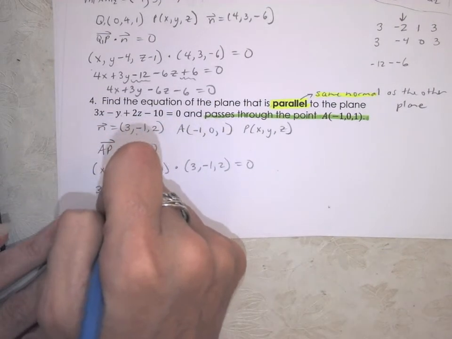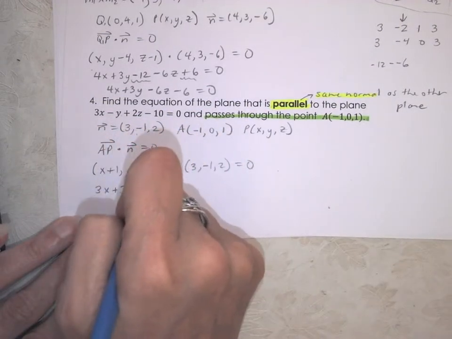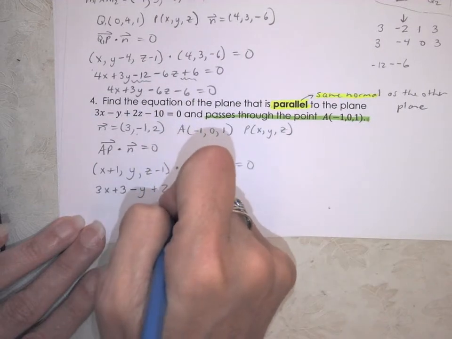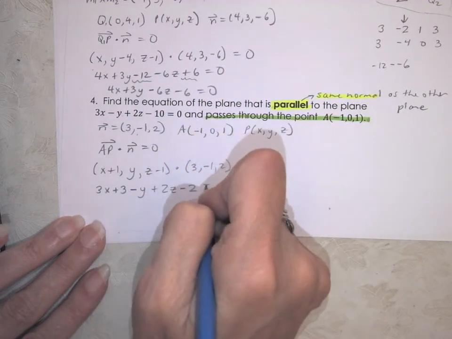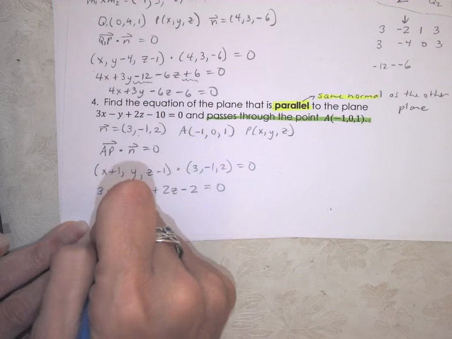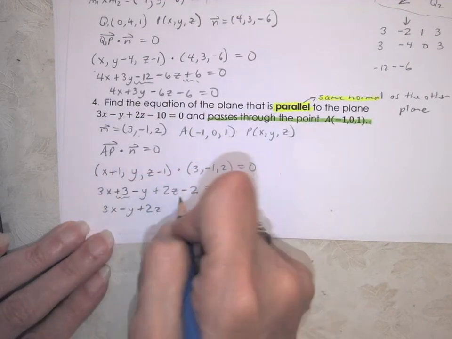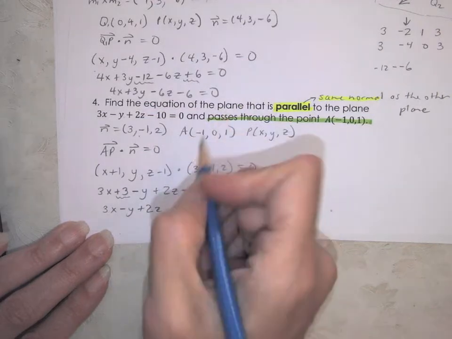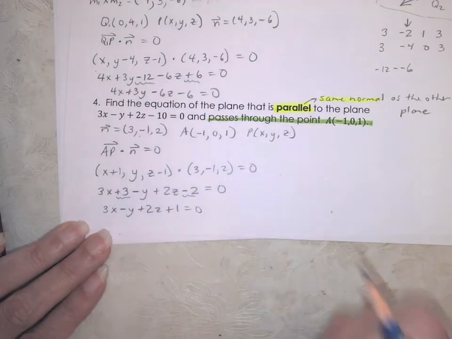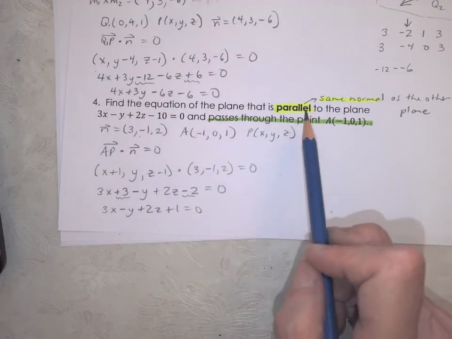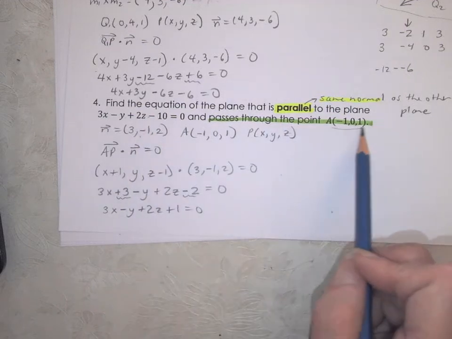3x plus 3 minus y plus 2z minus 2 equals 0. Collect the constant terms here. 3 minus 2 is 1. And that's the scalar equation of the plane, parallel to this plane, but going through this point.